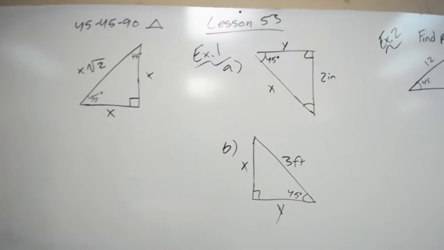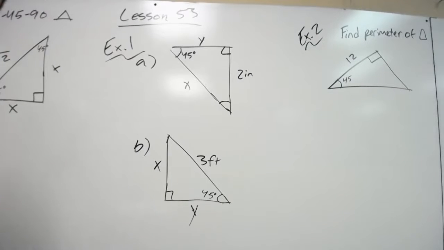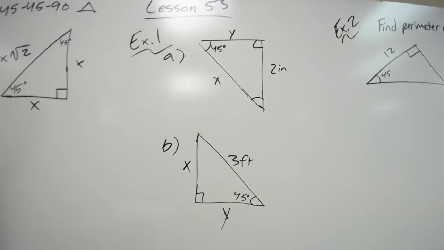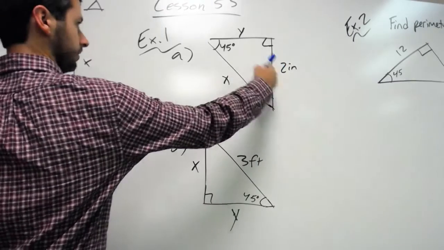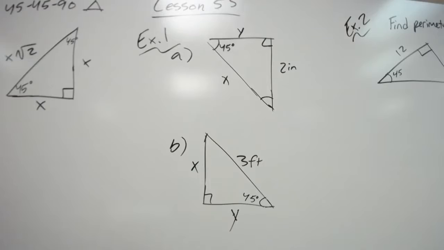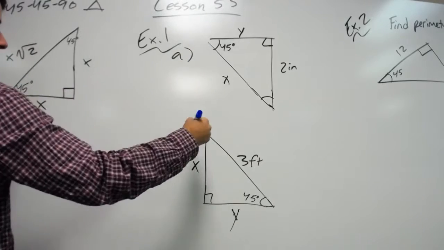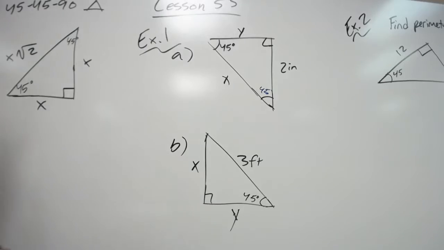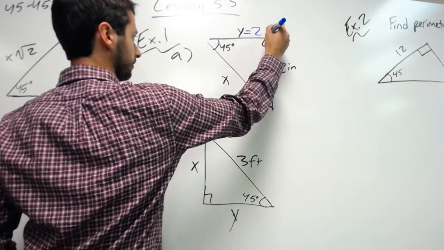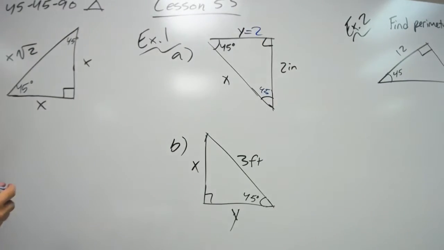So let's look at example 1a. And it wants us to find the missing parts of x and y. So let's see. We already have 2. Well, the easy one to do here would be y, because we know these are both 45 degrees. It's isosceles. So therefore, this is also 2. All right? That one's also 2.